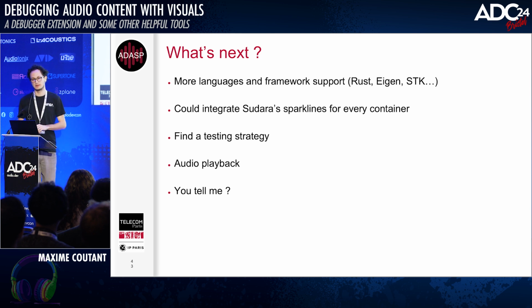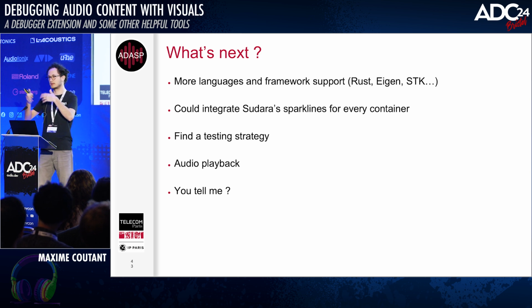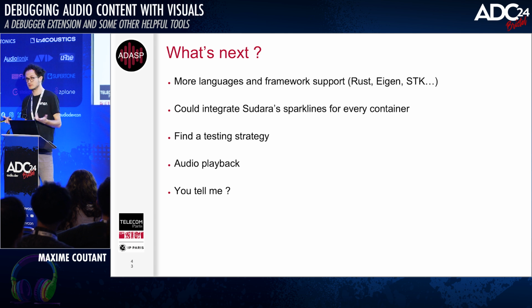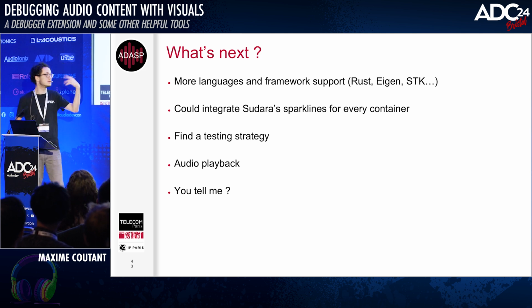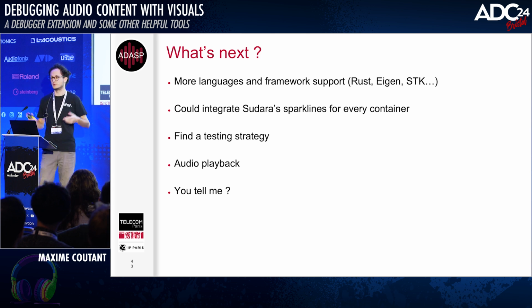What would be next? I'd like to support more languages and more frameworks. For example, have basic Rust support so that users can start adding support for custom frameworks in Rust. I don't really use it. And also, again, SDKs, you name it, common frameworks that might be used to work with audio.